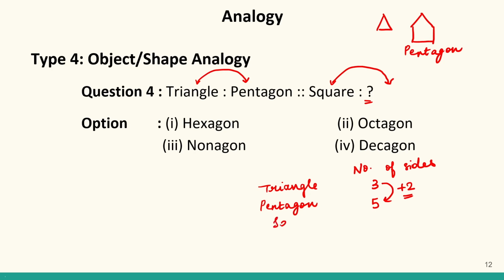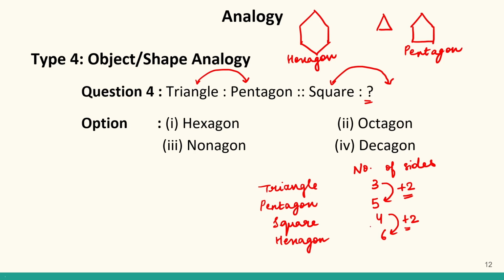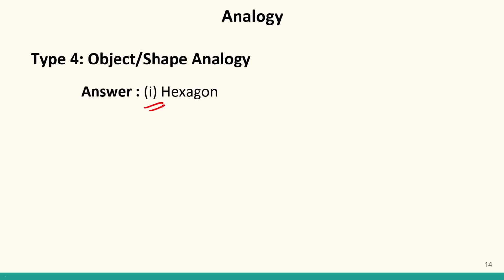Similarly, a square has how many sides? A square has 4 sides. So we have to find a figure which has 2 sides more than square. That is something that has 6 sides. A figure which has 6 sides is called a hexagon. A hexagon looks something like this. It has 6 sides. So this is what a hexagon looks like. Okay. So our answer will be option number 1, hexagon, because hexagon has 6 sides and we are moving to a figure which has 2 sides more. So the answer you can check here is hexagon.